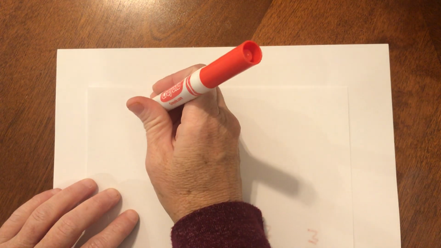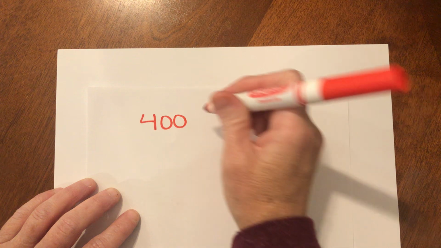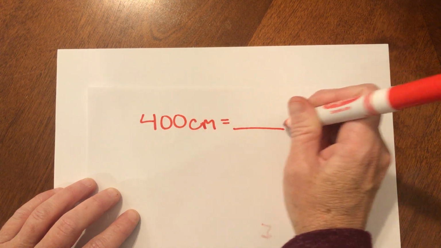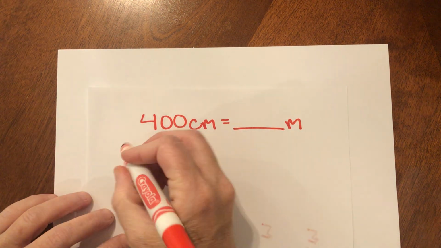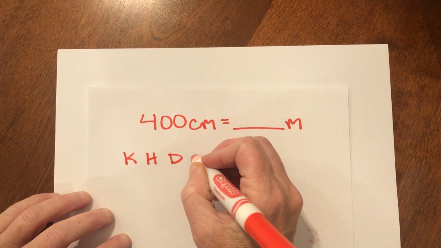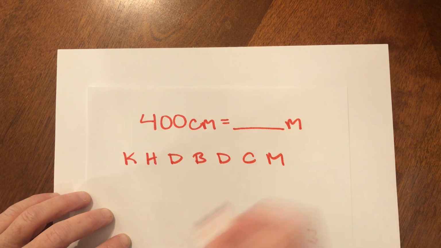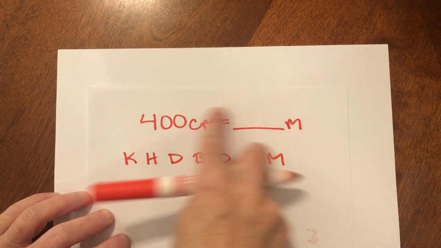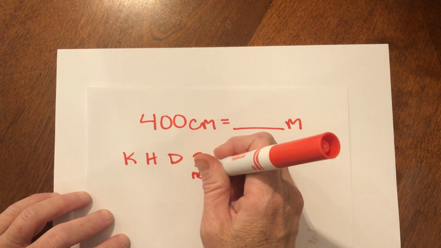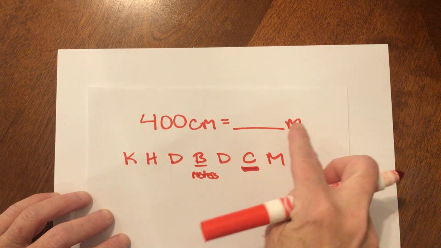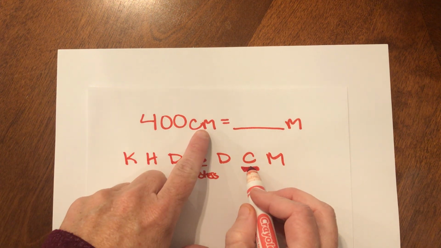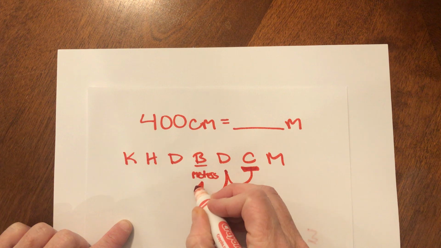Okay, let's try another one. All right, this time I'm gonna have a little bit of a different measurement. And this time I'm gonna have 400 centimeters is equal to how many meters? Okay, again, the second I see that I'm dealing with metric system, I'm gonna jump right in and go, King Henry died by drinking chocolate milk. Okay, so my base measurement in this problem is meters. That's what I'm dealing with. Okay, this time they want me to go from 400 centimeters to meters. So they want me to start at centimeters and they want me to go to meters.